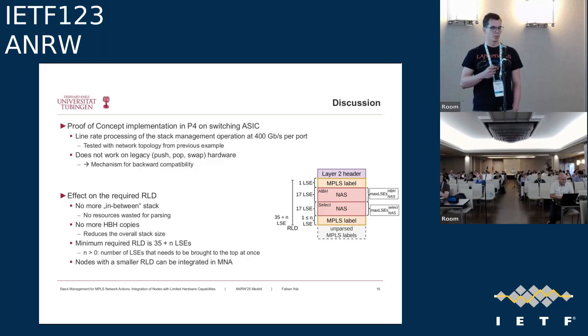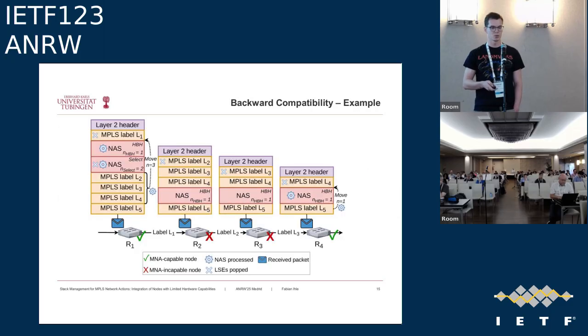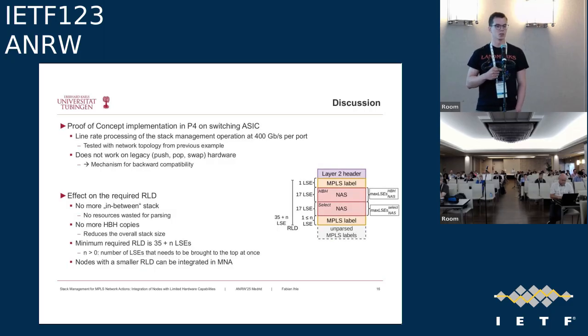Quick discussion. I'm not only talking about this concept, we also have a proof of concept implementation in P4 on a hardware switching ASIC, the Intel Tofino 2. There we achieved line rate processing of the stack management network operation at 400 gigabit per second per port. We tested it with the network topology from the previous example, but it's not really dependent on the topology, since on the Tofino, if you get a program to correctly compile, it will always run at line rate. So that's not a problem.